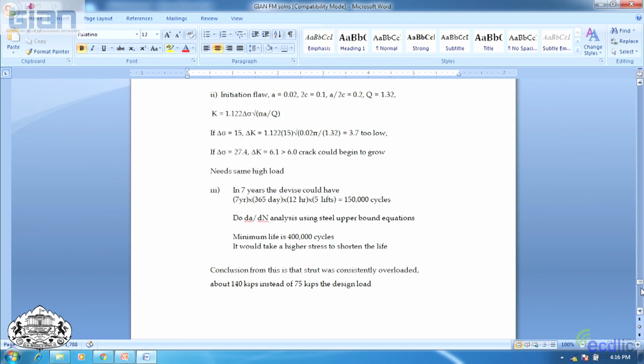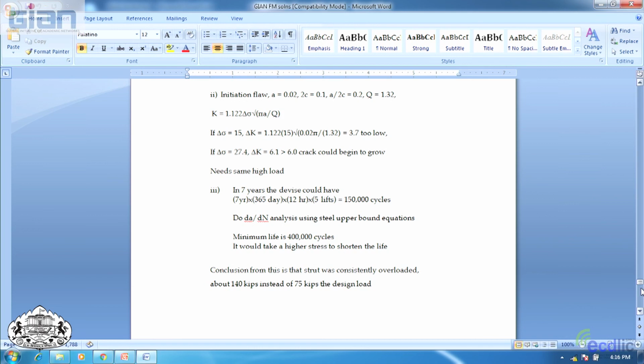Now I also did fatigue analysis, and in 7 years, I picked 5 lifts an hour, but only had them working 12 hours a day. I don't know if they were working every day, so they probably had some holidays, like Monday and weekends and stuff, so this might be a little overestimate.